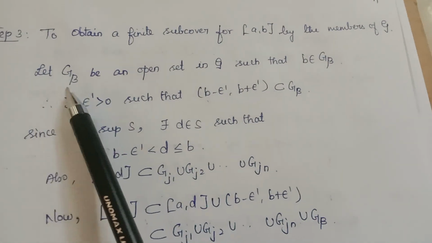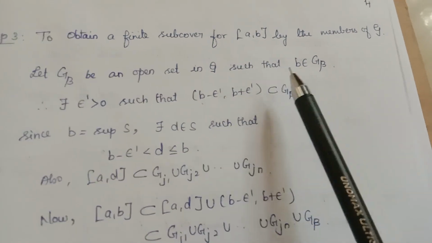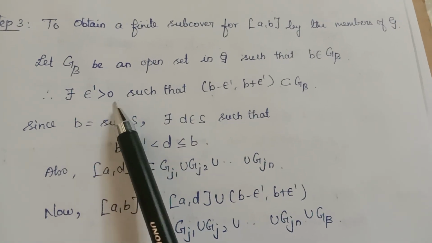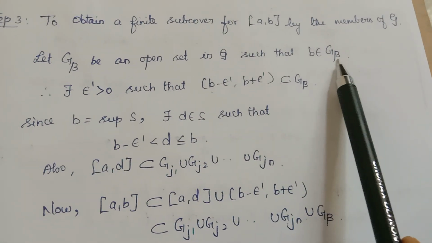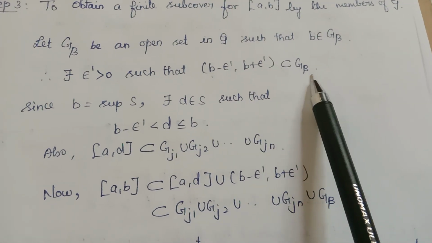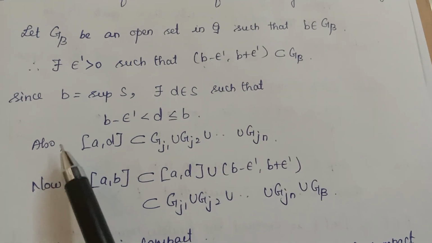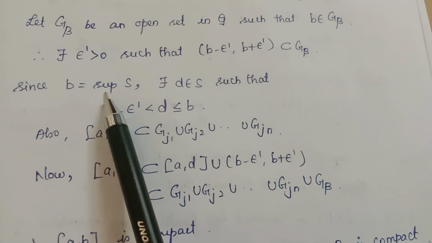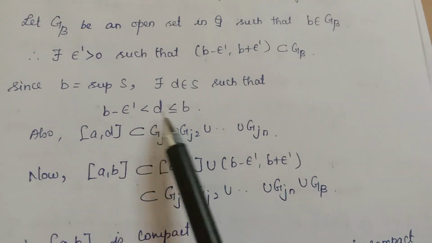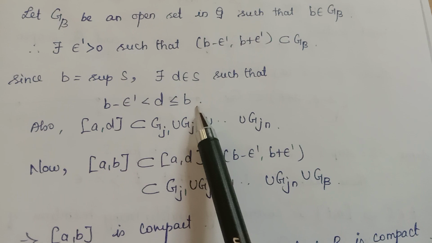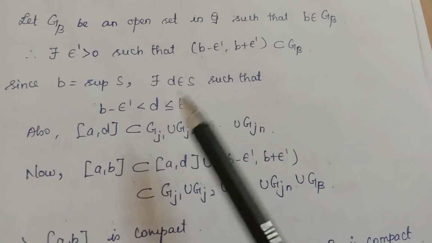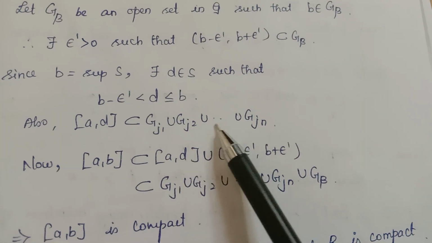So, for that, let G beta be an open set in script G which contains the number B. B belongs to G beta. Now, there exists epsilon dash such that, because this is an open set, it contains a neighborhood of B. B minus epsilon dash to B plus epsilon dash is contained in G beta. Now, again the same thing I am going to repeat as in step 2. Since B is equal to S, the supremum of S, there exists a D such that D lies between B minus epsilon dash and B. Therefore, this closed interval A to D is contained in G j1, G j2, union G jn.